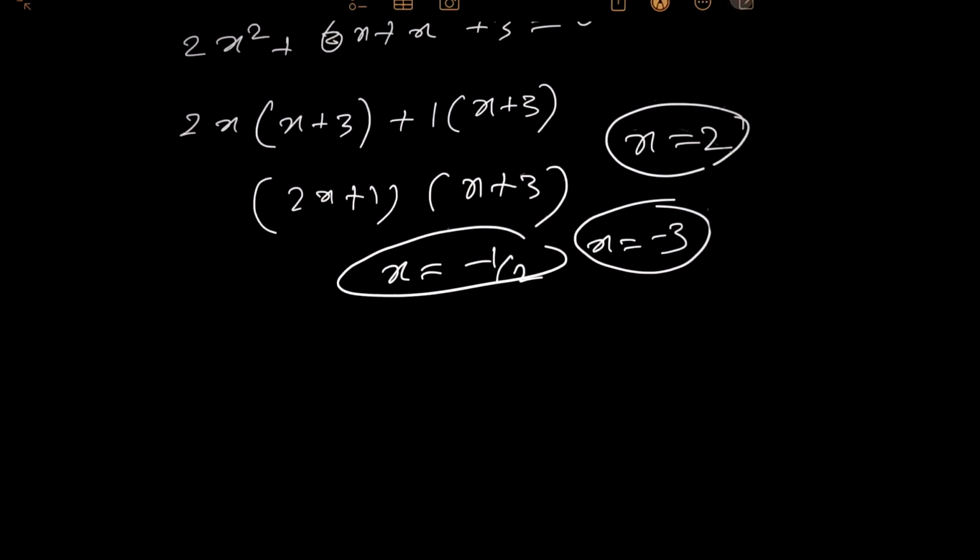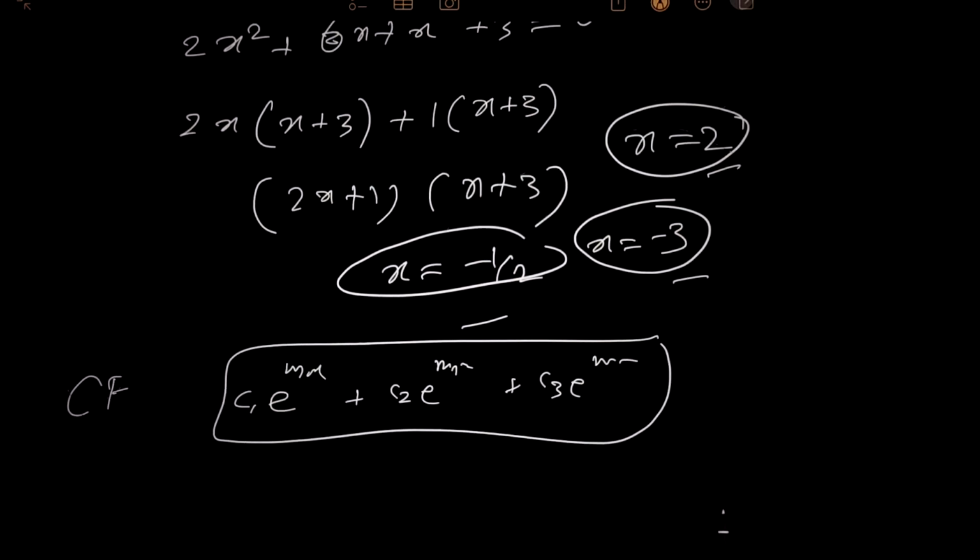Correct? So now in this case, how will you solve the differential equation? You got 3 different roots. So what will be the answer? C1 e power m1x plus C2 e power m2x plus C3 e power m3x. This will be the complementary function, y is equal to this much. Right? These are your m1, m2, m3 values.